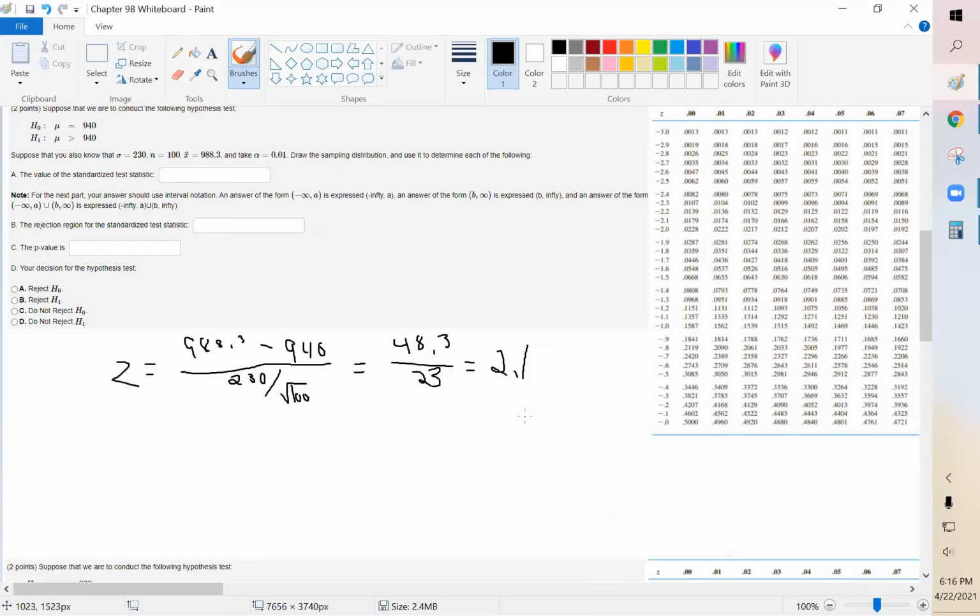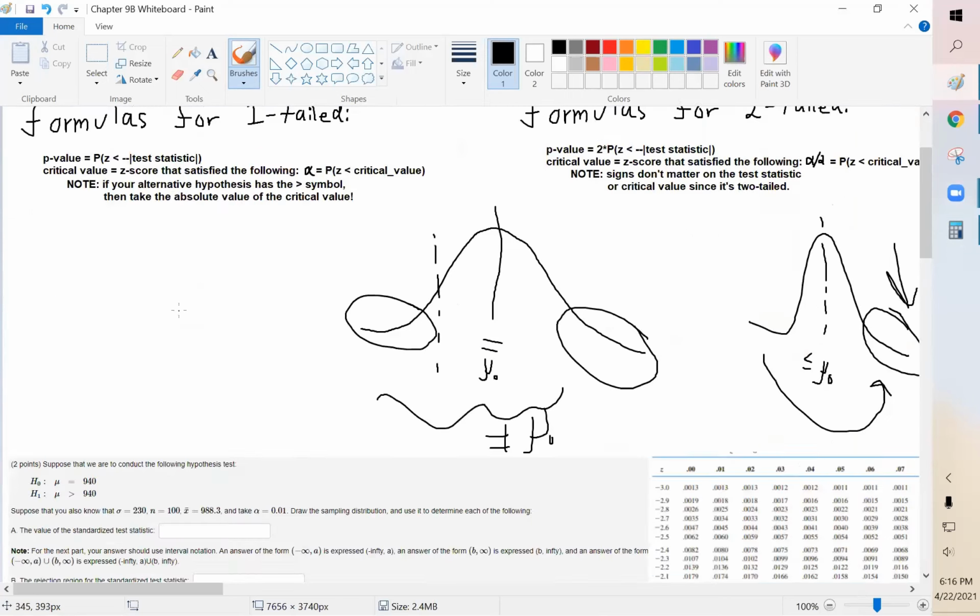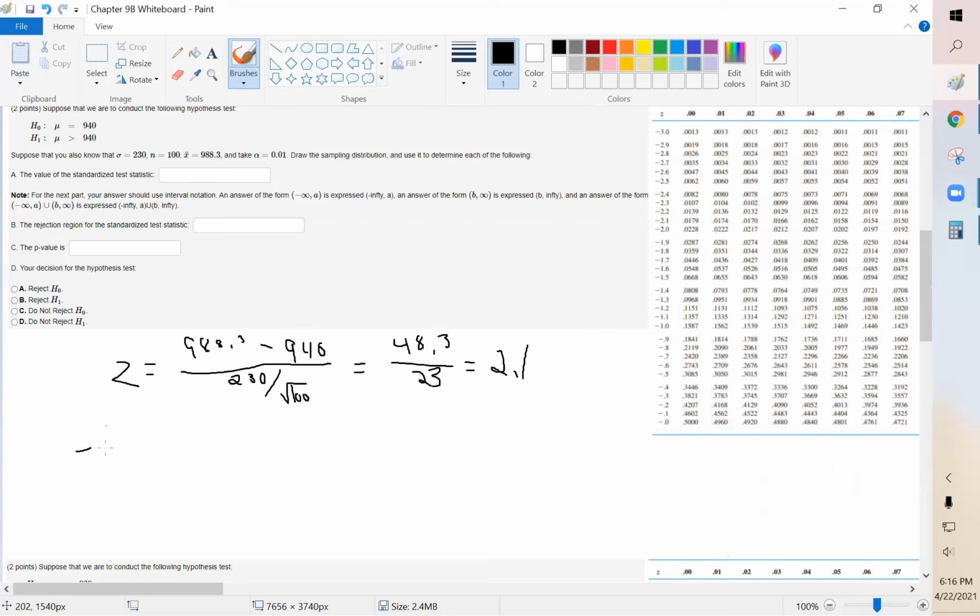So I'm going to skip part B for a moment. Let's do part C and get our p-value. We'll then do part D, and then we'll go back to B. So our p-value, we recall, is equal to the probability of Z being less than the negative of the absolute value of Z. Negative absolute value of 2.1 is negative 2.1. So let's look in our table. There's 2.1, there's no decimal beyond that, so 0, 0. So our p-value is 0.0179.